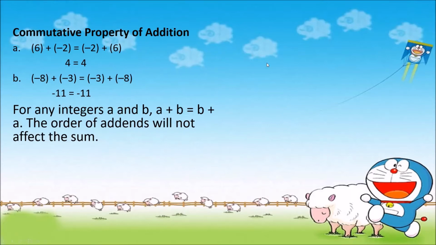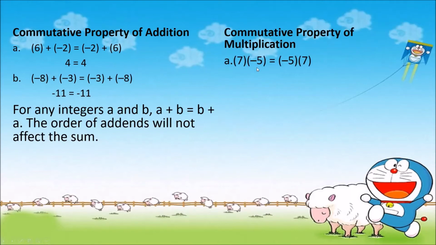Another is commutative property of multiplication. Example, positive 7 times negative 5 is equal to negative 5 times positive 7. The signs are not the same. 7 times 5 is 35, so the product is negative 35. And negative 5 times 7, the signs are not the same. Negative times positive is negative, and 5 times 7 is 35. So the final product is negative 35.